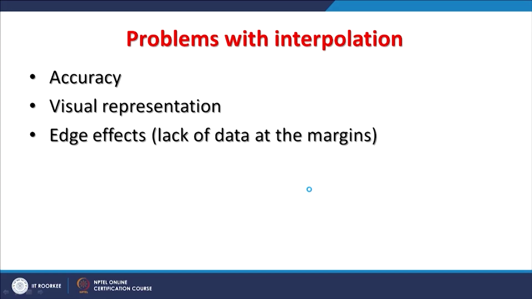Another problem is edge effects, that is, the lack of data at the margin or extent of the input data points. You do not have any input points there, and that means it would be doing extrapolation. So, there might be some edge effects in the data. The best solution is to define a large extent initially, and later on you can extract a smaller area, and that will reduce your edge effects.